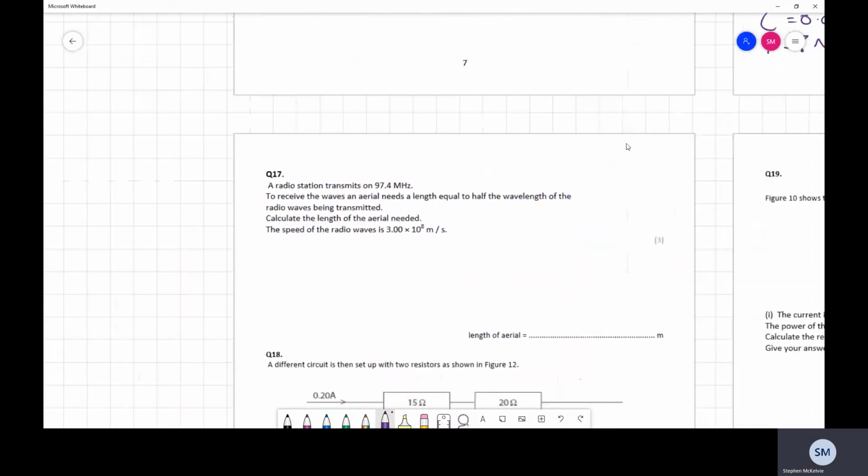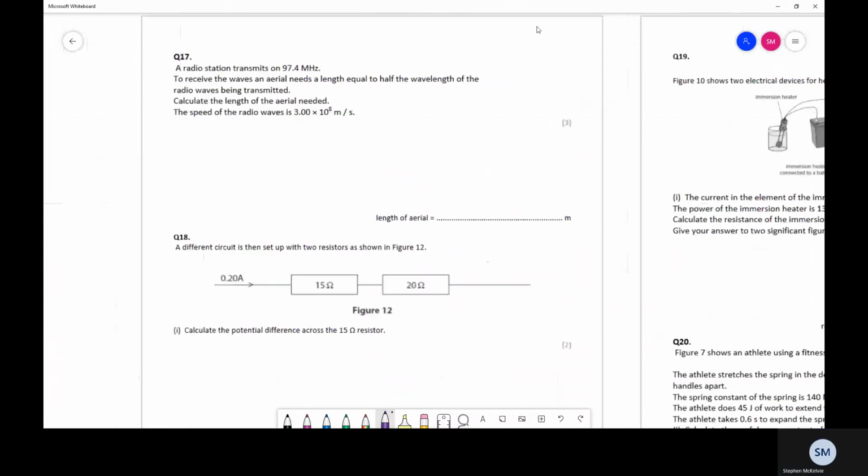A radio station transmits on 97.4 megahertz. That's the frequency. To receive the waves, an aerial needs a length equal to half the wavelength of the radio waves. So I need half of sheep daddy. Oh, this is lambda, the letter lambda. It stands for wavelength. My year 9s call it sheep daddy because lamb, sheep, daddy. So I'm trying to find the wavelength so I can eventually halve it.